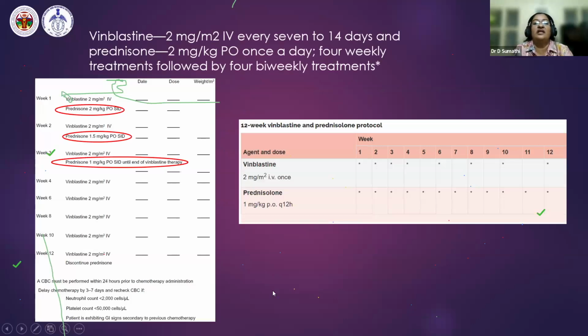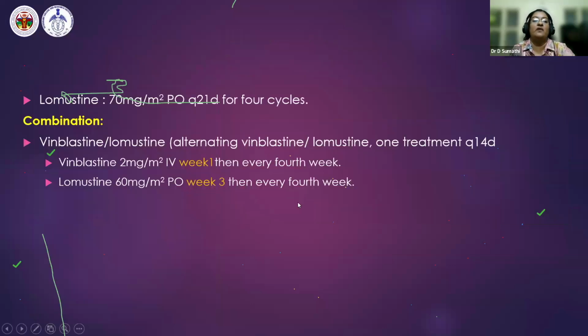Vinblastine and prednisolone treatment has been used for quite some time in treating mast cell tumors. It is almost a 12-week protocol. In one of the protocols, they use vinblastine 2 milligram per meter squared intravenous and prednisolone at 2 mg in the first week. Then in the second week, vinblastine 2 milligram per meter squared IV is used continuously for 12 weeks. But for the prednisolone dosing, it's 2 milligram in the first week, 1.5 in the second week, and then reduced to 1 milligram, which is maintained up to the 12 weeks of treatment. In another protocol, prednisolone is used at 1 milligram throughout the entire 12-week protocol.